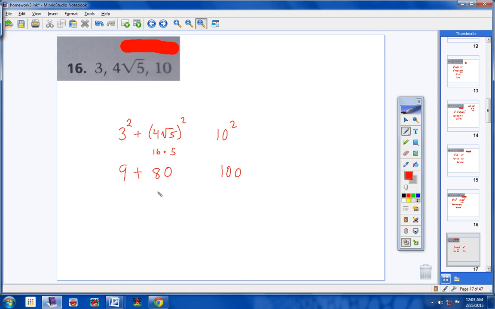Alright? So you end up with 89 is less than 100. Now, when these two legs that are squared and added together are less than the longer side being squared, that means you have an obtuse triangle. Okay, so we have an obtuse triangle. Alright, moving on to number 17.